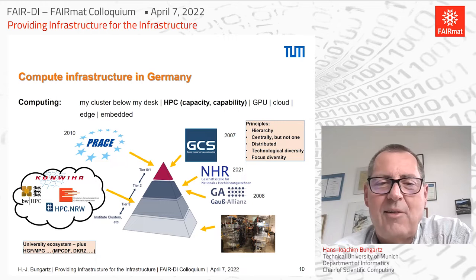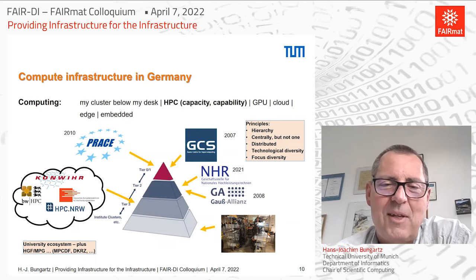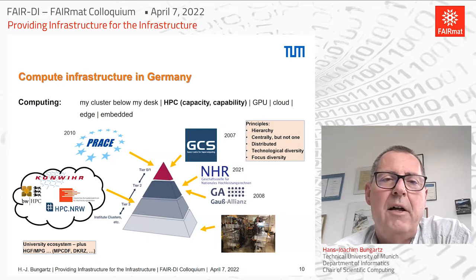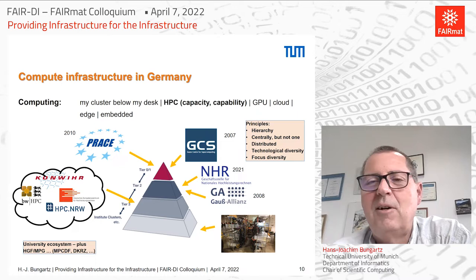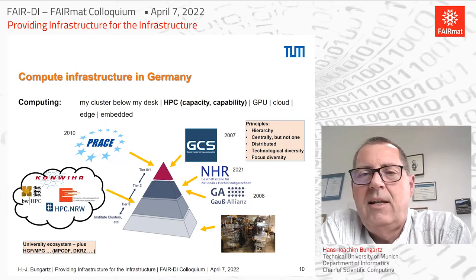And I try to represent this typically working-level feeling a bit by this picture on the lower right-hand side. So we have here a European structure since 2010. This is PRACE. We have for tier one the Gauss Centre for Supercomputing, which is now already rather old, in terms of computer science, of course. It was founded in 2007 as a kind of union of the three national tier one centers, in Jülich, Stuttgart, and Munich.